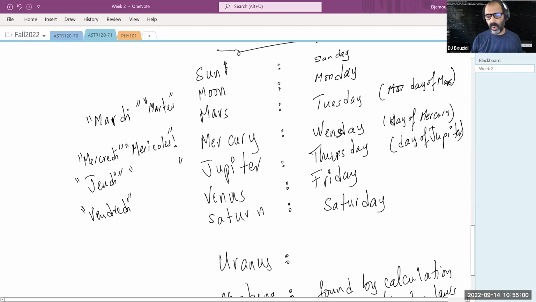Mercury and Venus are always either ahead of or behind the sun. Venus is the brightest star by far, and Venus has a name, which was the morning star, and at the same time the evening star, and it had some significance in other cultures.